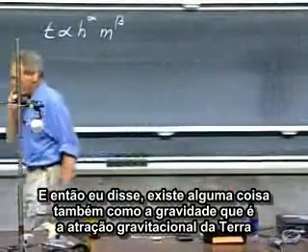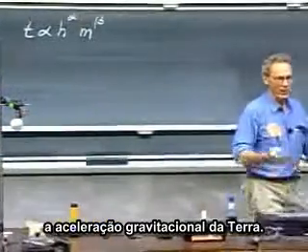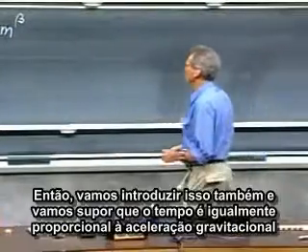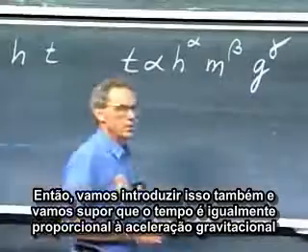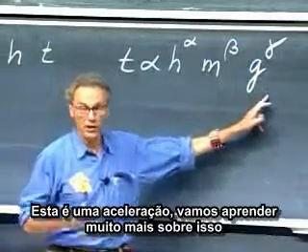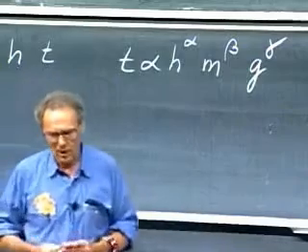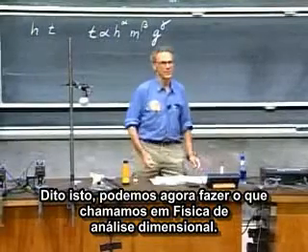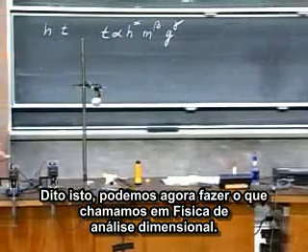And then I said, yeah, there is also something like gravity. There is the Earth's gravitational pull, the gravitational acceleration of the Earth. So let's introduce that too, and let's assume that that time is also proportional to the gravitational acceleration. This is an acceleration. We'll learn a lot more about that, to the power gamma. Having said this, we can now do what's called in physics a dimensional analysis.